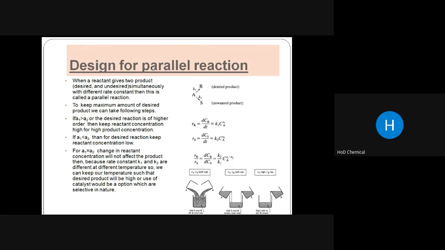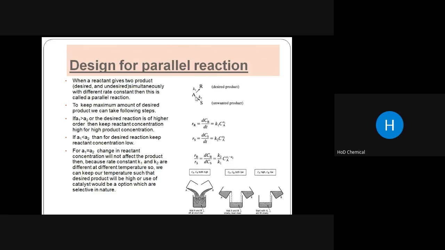So after the design of reactors, reactions can be typed as parallel reactions and series reactions. Here A is the reactant.